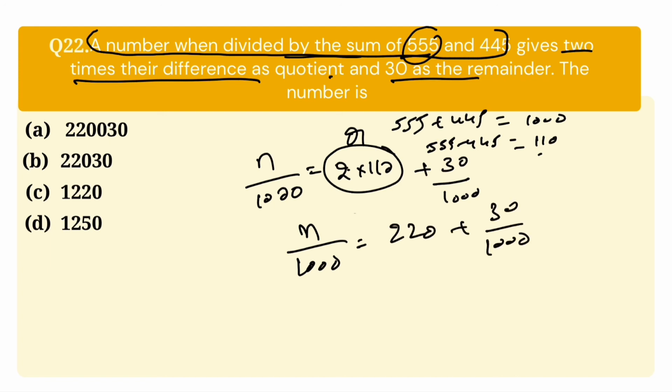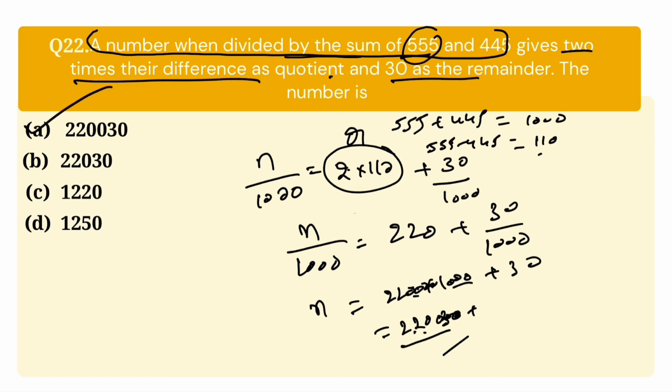So it is very easy to find this number n. In order to get this, n is equal to 220 into 800 plus 30. Which is equal to 1,76,000 plus 30. So it is 1,76,030. Fine.